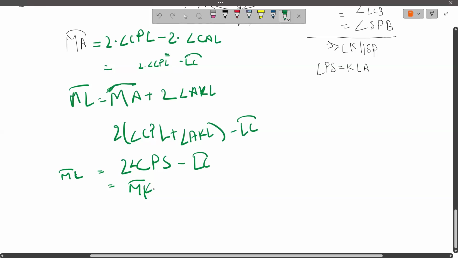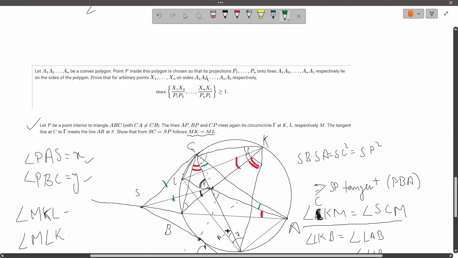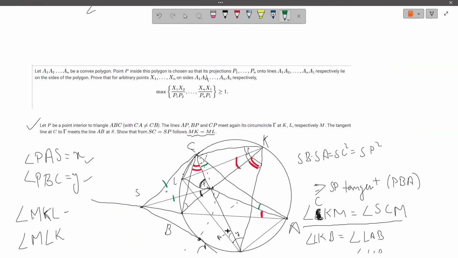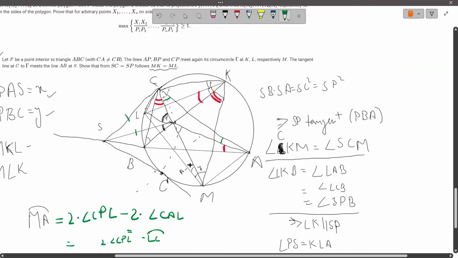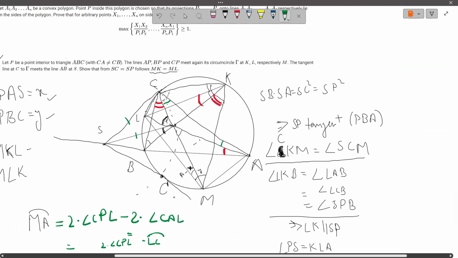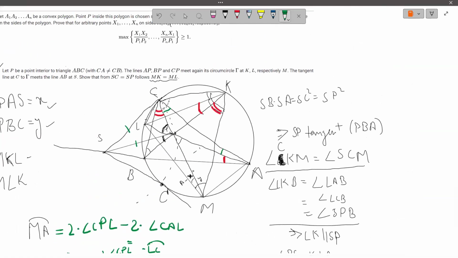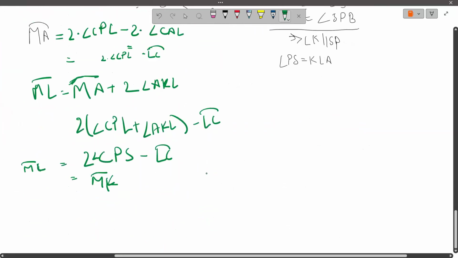Wait, where did you use the fact that these two are equal? You have to use it, otherwise you can't prove it. I remember using it. SCP you can use as CKM, right? Wait, I did use that somewhere. I think I just used the fact that it was tangent to the circumcircle. No, that's not sufficient. I had to use that the angles were equal as well. Yes, a normal angle chase, you have to use it.